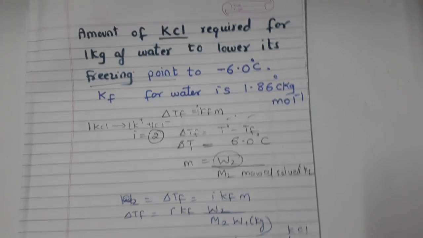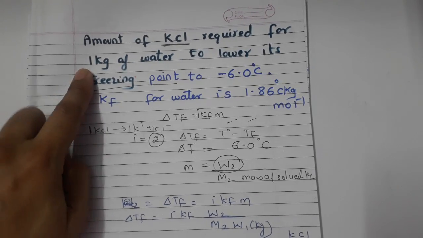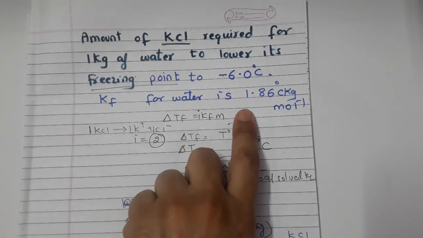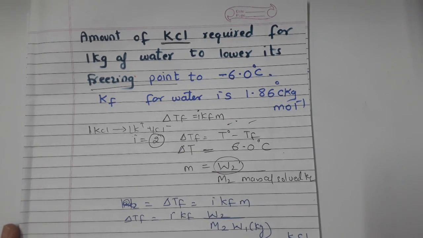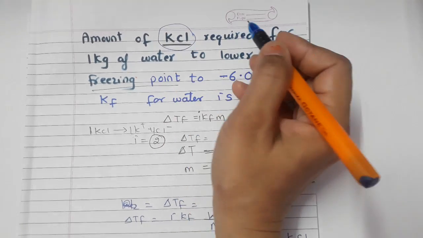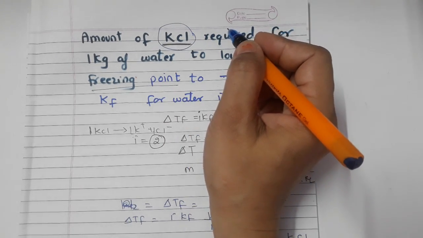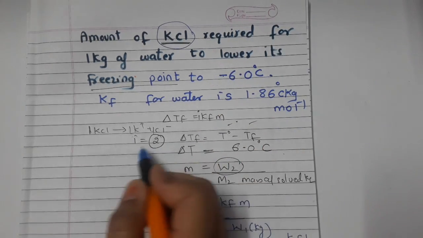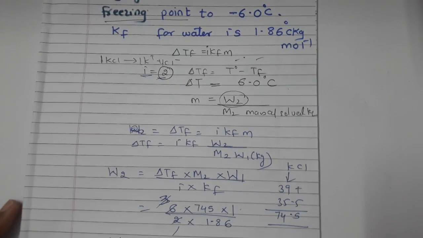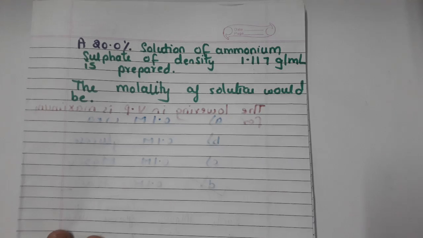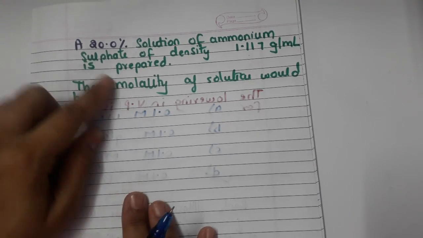Just look at the data once again. 1 kg is given, delta TF is given, KF is also given. So when the name of the solute is given and the formula is also given, you can write down the reaction and find out what the Van't Hoff factor is. So here we have a question based on molality.